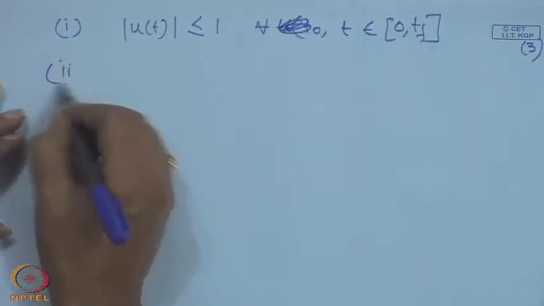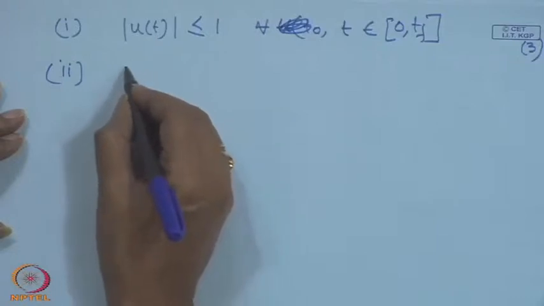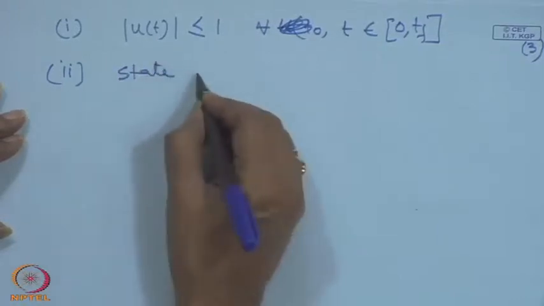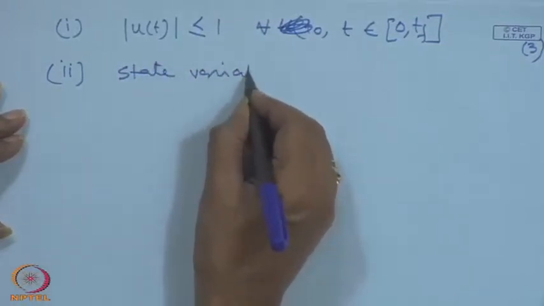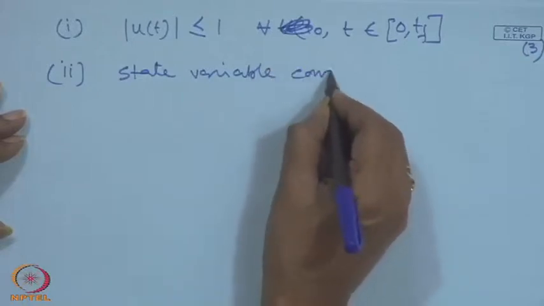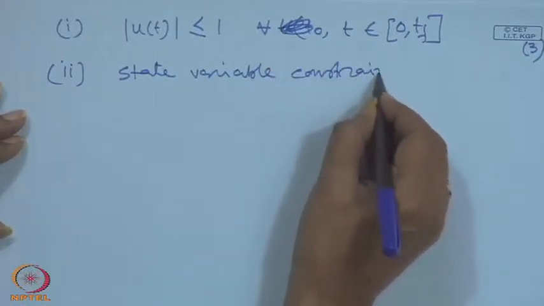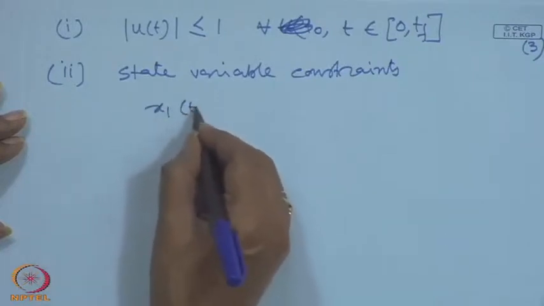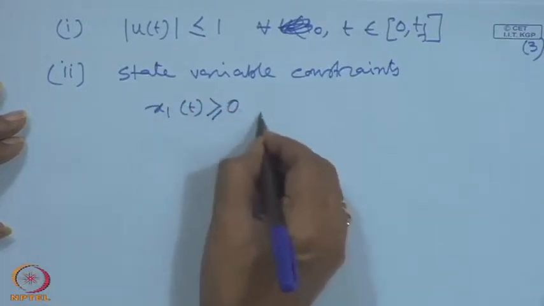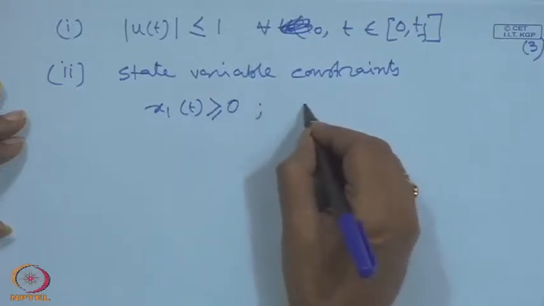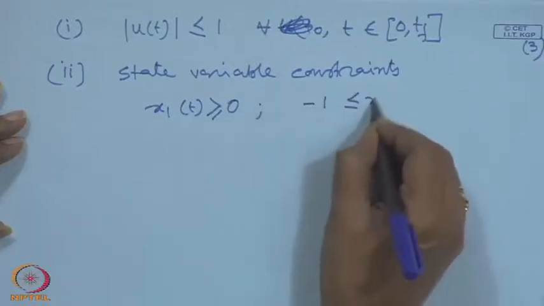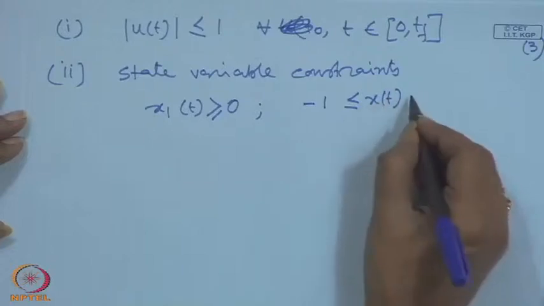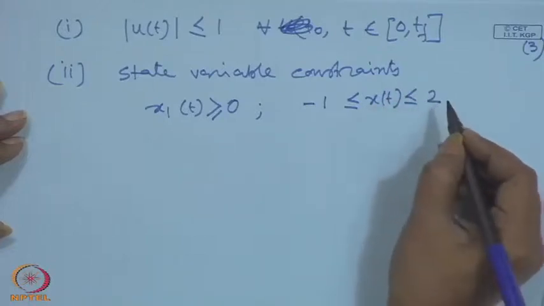And the second condition is the state variable constraint. What is this constraint? x1 is greater than or equal to 0, and minus 1 less than or equal to x2, less than or equal to 2.